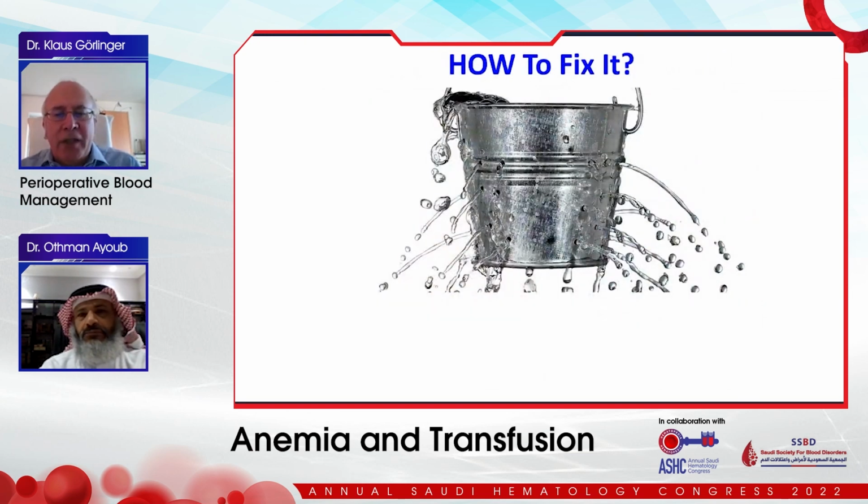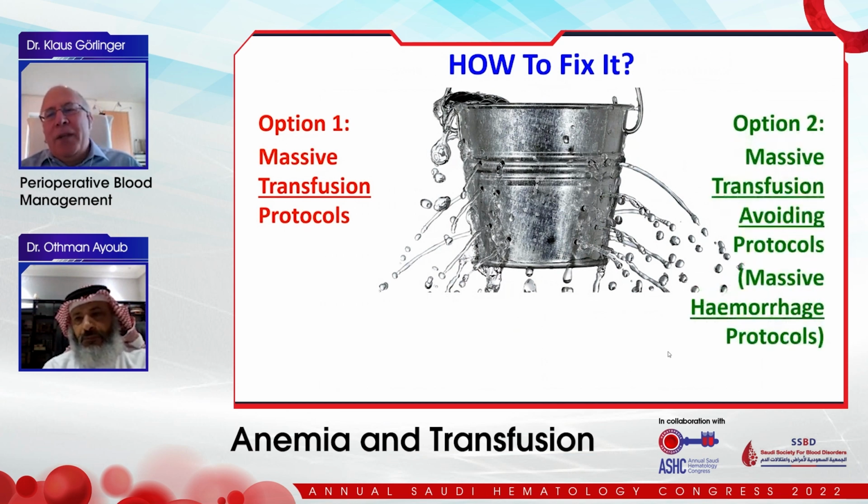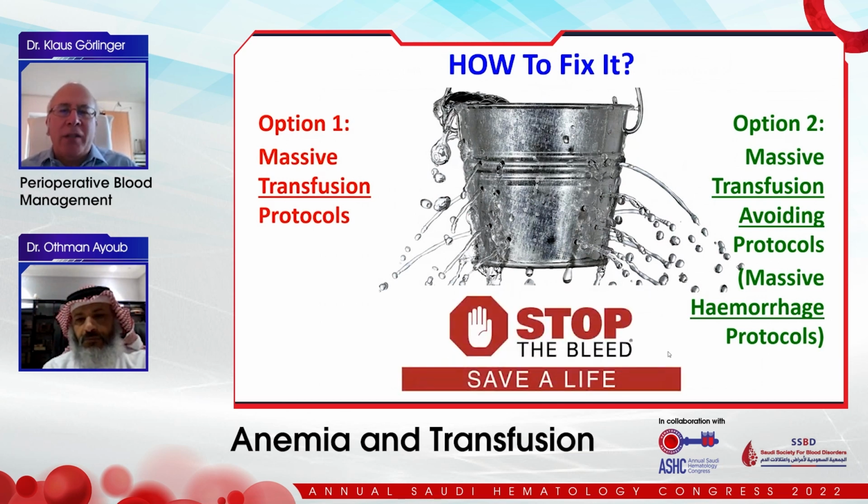And of course, the question is, what is the best way to fix this problem? The traditional way is to activate a massive transfusion protocol, which means that if the patient is losing blood, we just replace the blood volume by transfusing and hope that somebody else will stop the bleed. In the beginning of a bleeding, that might be necessary, but in the end, it might not fix the problem. Therefore, I think we should move from massive transfusion protocols with a focus just to replace blood to massive hemorrhage protocols, because the aim is to stop the bleed and not just to replace blood.